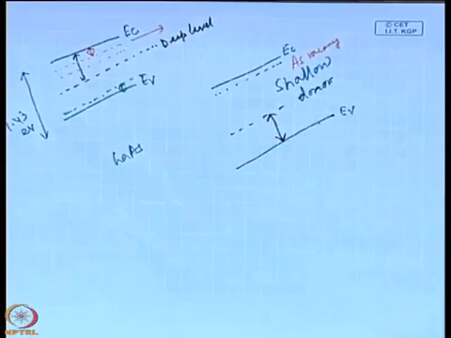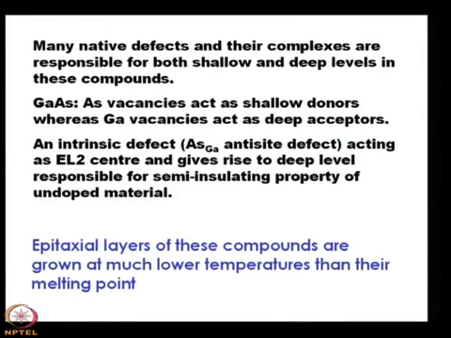And another defect is there, which is known as the intrinsic defects, which is basically the anti-site defect, that means arsenic in gallium side. In the crystal lattice structure, gallium and arsenic are there, and if we find that arsenic is there in the gallium side, it is known as the anti-site defect, and it acts as EL2 center and gives rise to deep level responsible for semi-insulating property of undoped material.